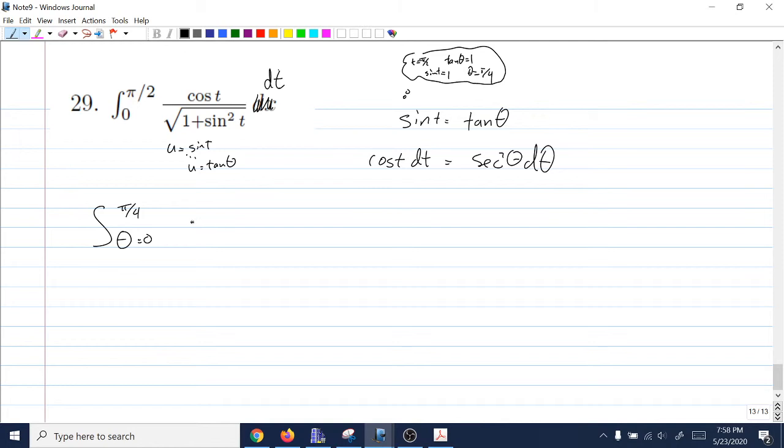The point of this was that 1 plus sine squared t becomes 1 plus tangent squared theta, which becomes secant squared theta. So the square root of that becomes secant. Actually, it's absolute value secant, but secant's positive on here, so it doesn't matter. I get secant theta on bottom.